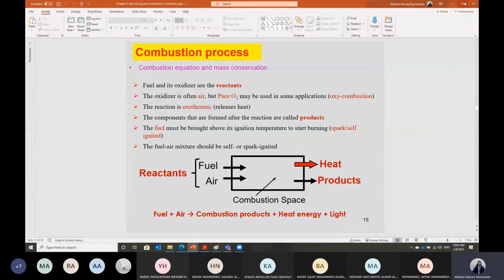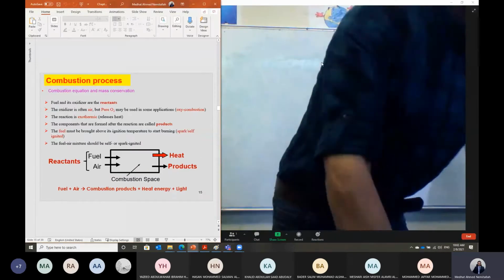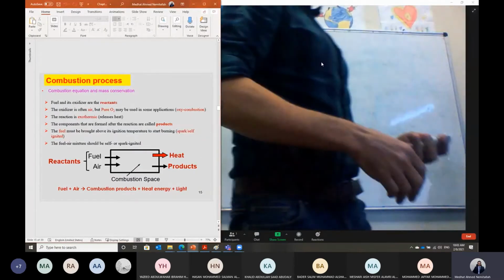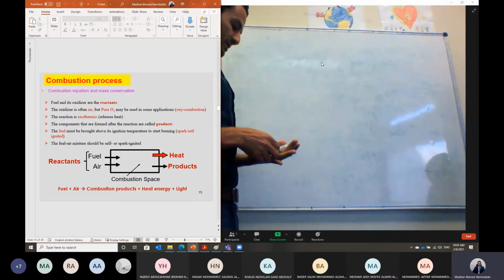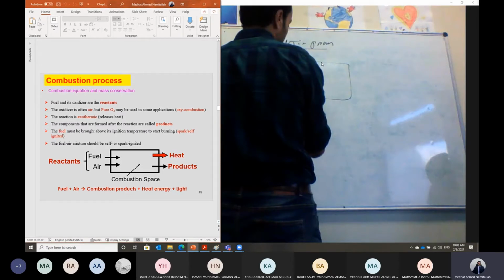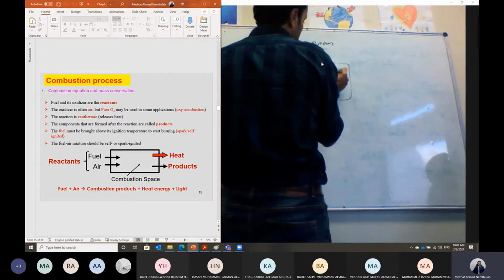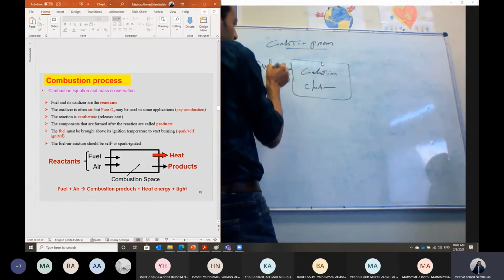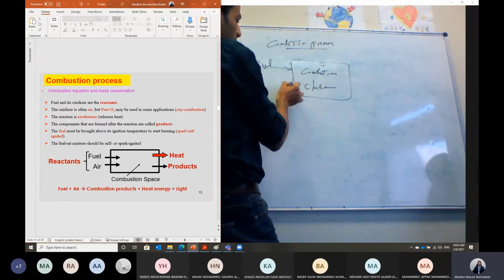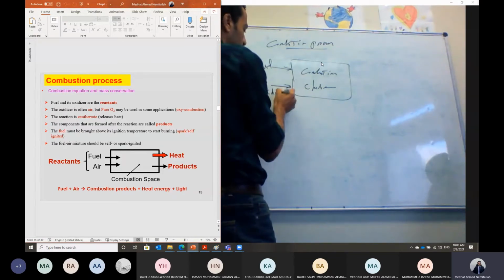And today, inshallah, we'll be talking about combustion chemistry, how to write down the combustion equation, and how to calculate the air to fuel ratio. If you look at the combustion process in general, we have a combustion chamber. Any combustion chamber will be provided with the fuel, plus we have to provide it with the oxidizer.